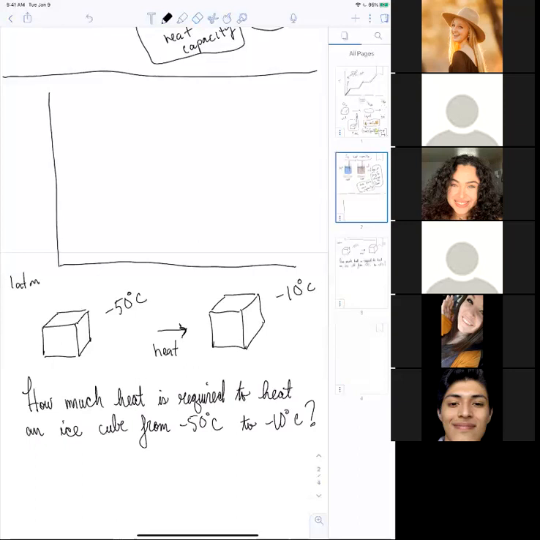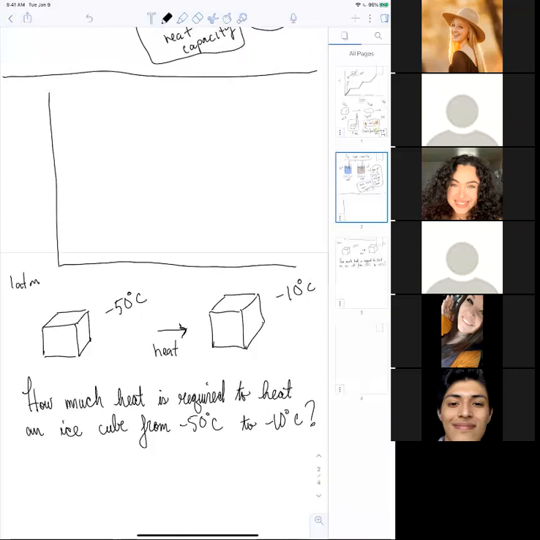Okay, so as I phrase this question, it's a pretty reasonable question. I've got a chunk of ice and I'm just raising it from minus 50 to minus 10. What information did I not give you, or is this enough information? I'll just tell you it's not enough information. What information is missing from this problem in order to solve it?